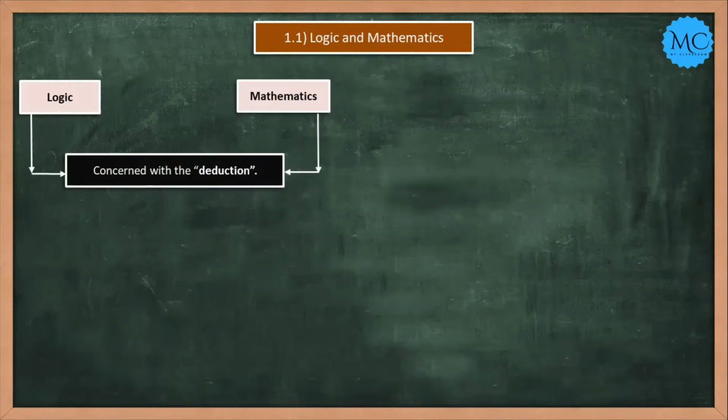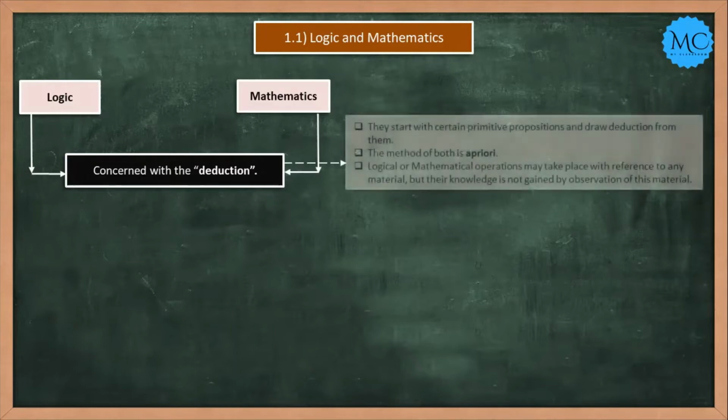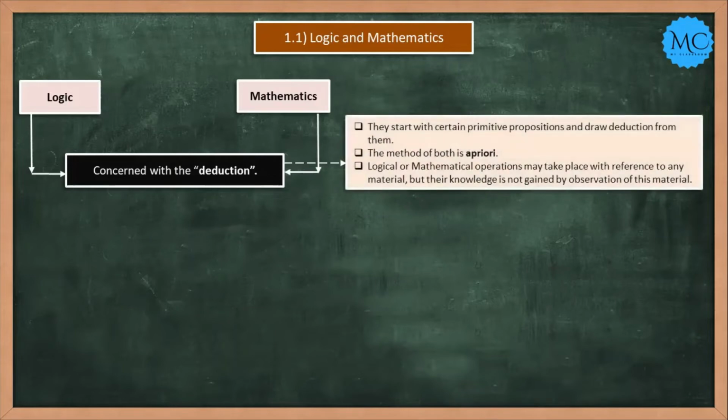You can see my previous video on this. We made a complete slide on deductive and inductive logic, so you can go through that. Let us see some points on deduction here. They start with certain primitive propositions and draw a deduction from them. What we are saying here is we have propositions. A proposition is a sentence which has a subject, a predicate and a copula. It looks like a statement, which tells about something positively or negatively.